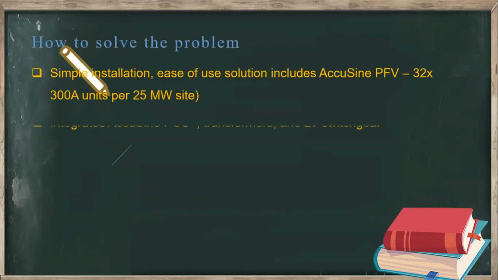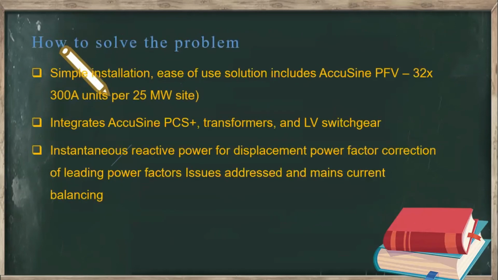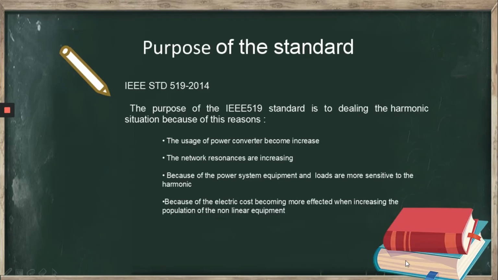How to solve the problem? Simple installation is easy. The solution includes an ecosystem, PFP, which integrates ecosystem PCS Plus, transformer on the NV in switchgear, instantaneous reactive power for the displacement power factor correction of the power factor. And this is the purpose of the standard.